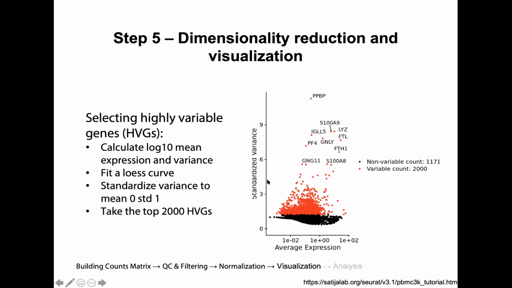And then the y-axis is the standardized variance. The idea is that there are some genes that are more variable than you might expect based off of their mean than other cells.